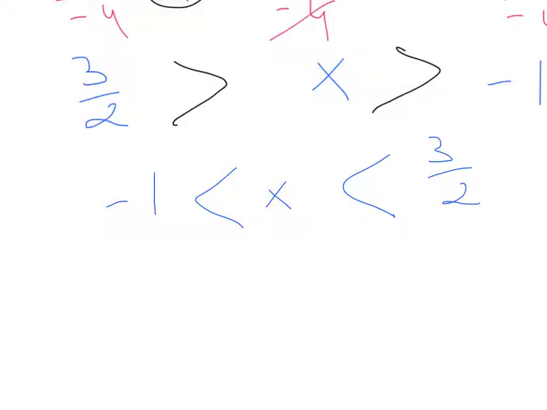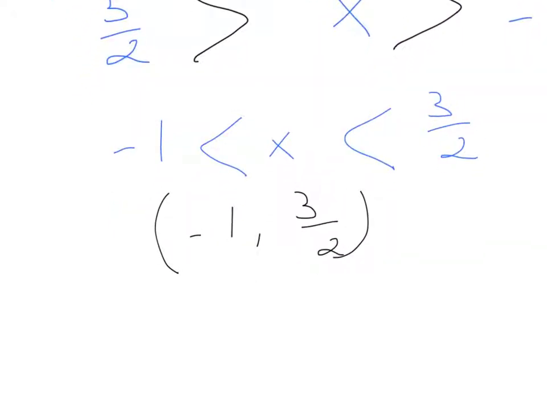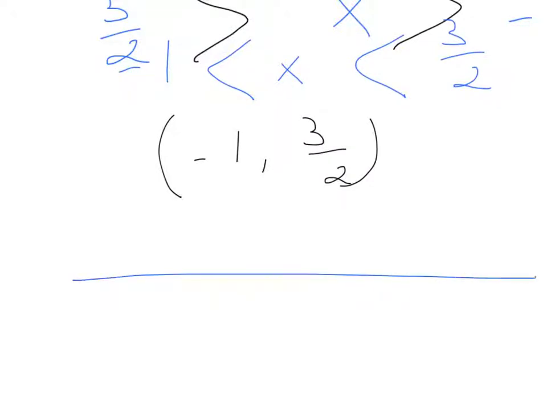Now we need to write the solution set, and also graph the interval. In interval notation, we have from -1 to 3/2. To graph the solution set, we have 0, 1, 2, -1, -2. Here 3/2 is 1 and 1/2. Let me just erase this. This is a parenthesis because we have an open bracket here, all the way to -1.